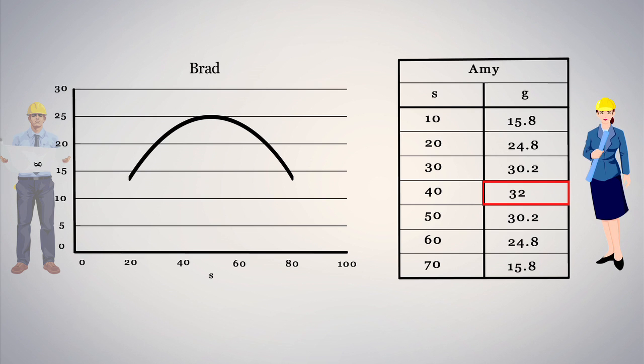Amy's car can achieve 32 miles per gallon, but Brad's can only get 25 miles per gallon. At what speed are each of these cars most fuel efficient? Looking carefully at the input values, Amy's gas mileage is maximized when it's traveling at 40 miles per hour. From the graph Brad provided, his car is most efficient at 50 miles per hour.